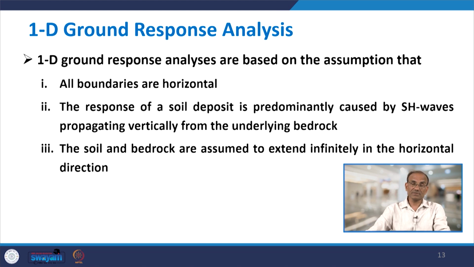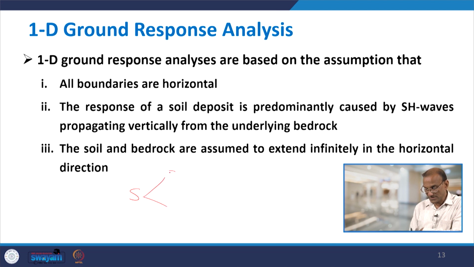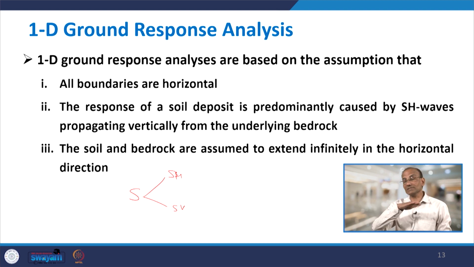So, the response will be like we discussed earlier, that in case of body waves there are two types, one is P wave, another is S wave. Within the S wave you have two types, one is SH and another is SV. So, let us say if a wave is vertically propagating, and the particle motion is in the horizontal direction, then we say SH wave. And if particle motion is in the vertical direction, then we say SV wave. These issues we already discussed.